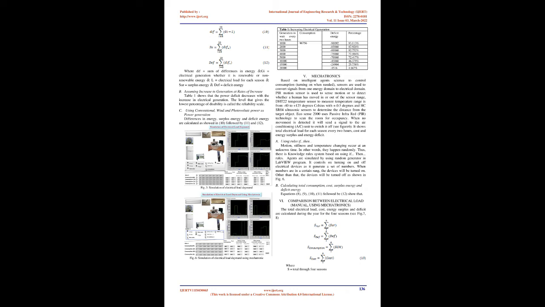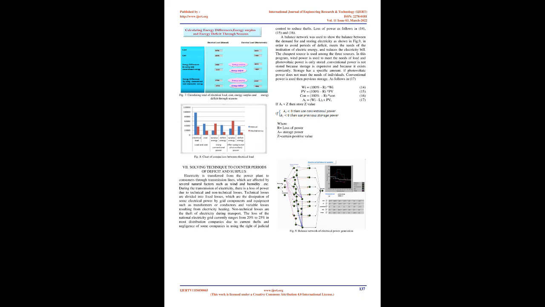B: assuming an increase in generation at certain rates of increase. Table 1 shows that the power deficit decreases with the increase in electrical generation. The level that gives the lowest percentage of deficit is called the reliability scale. C: using conventional, wind and photovoltaic power as power generation. Differences in energy, surplus energy, and deficit energy are calculated as shown in equations 10, followed by 11, and 12.